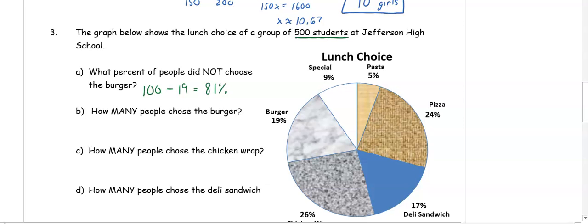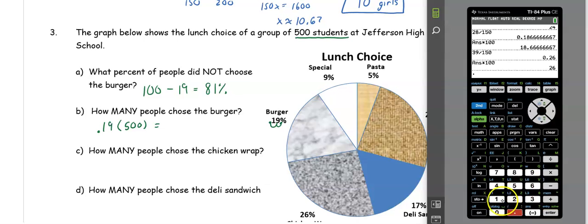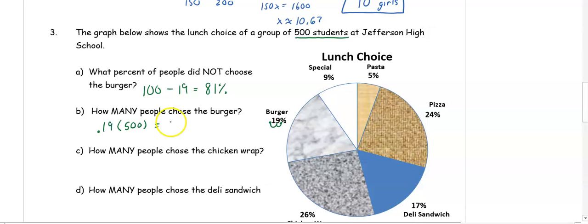How many people chose the burger? So if it is 19%, we can take that and turn it into a decimal, and then multiply by the number of people. So remember, you move your decimal place 2 places, so it'd be 0.19 times 500. So in your calculator, 0.19 times 500 is going to get us 95 people.